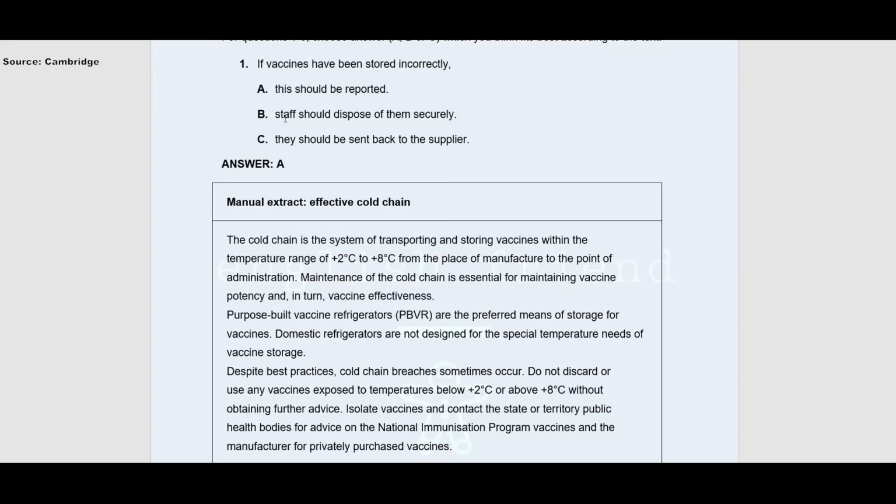So I'm going to discuss why option B and C are wrong. Option B says staff should dispose of them securely. There is no such information which says that it should be disposed. It is mentioned here that it should be isolated and then a contact must be made. Option C says they should be sent back to the supplier. Again, another option which is not mentioned anywhere, clearly are not given.